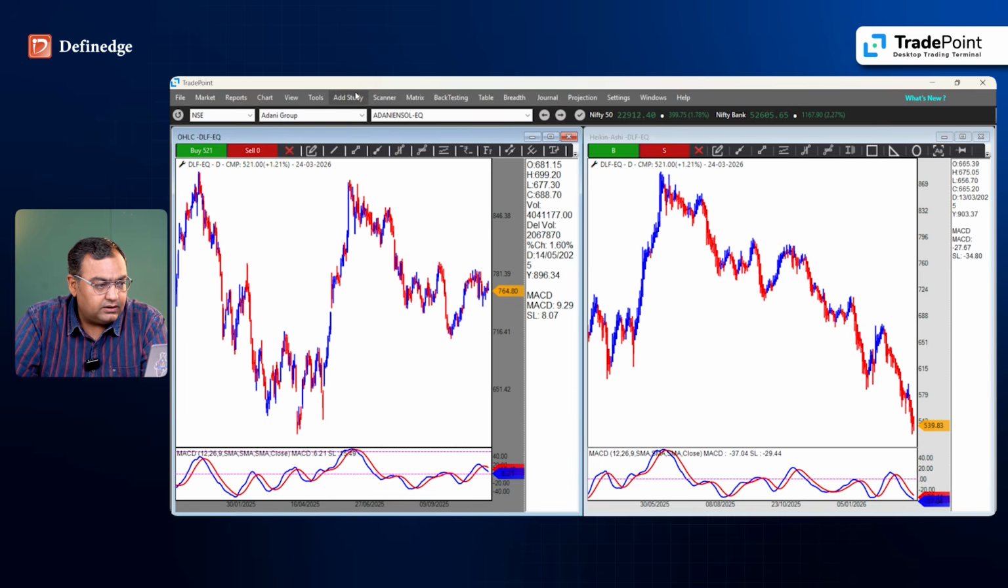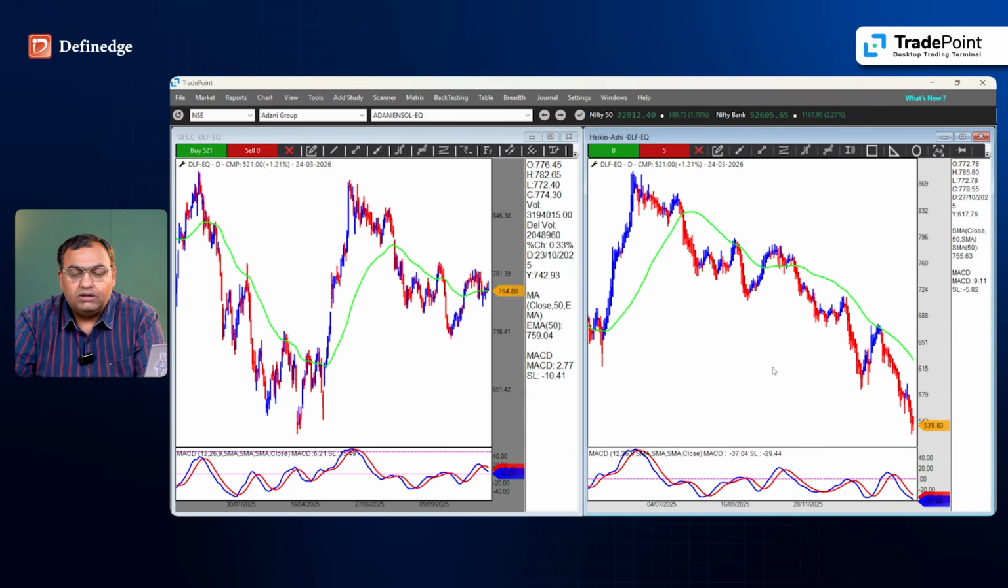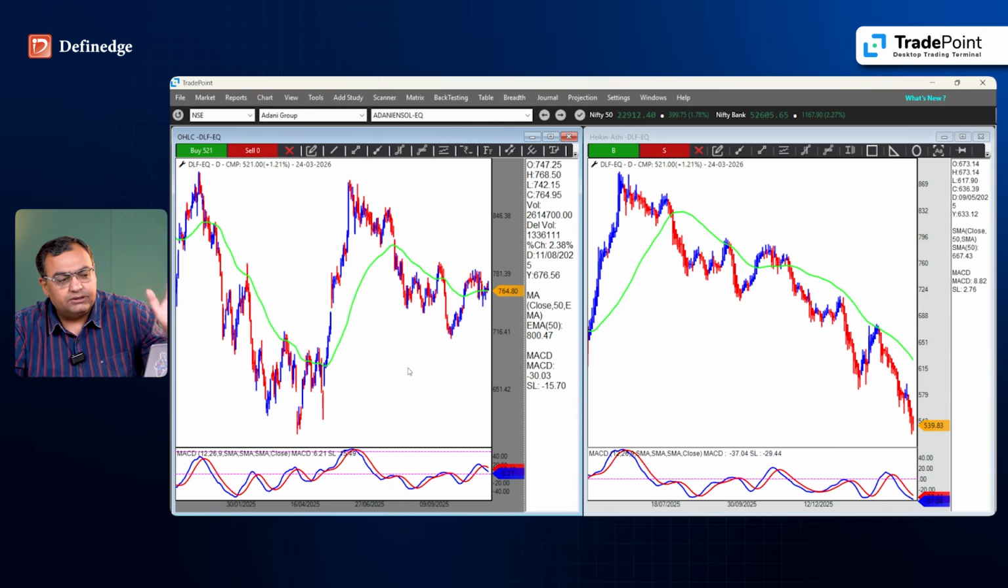I'll just add another moving average also. Just give me a moment. EMA. I'm just adding a single moving average, nothing much, and I'm adding 50 over here. All right, so what I'm doing: when the prices are below the moving average, I will look for every short opportunity on a negative crossover in MACD. When prices are above the moving average, I'll look only for buys on MACD. Now you can go and backtest it.